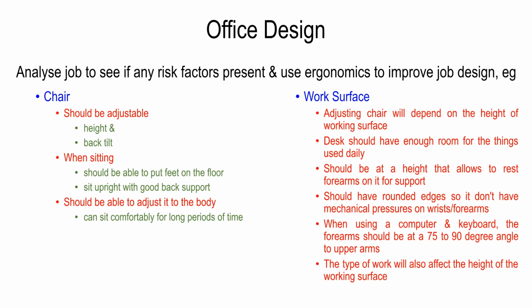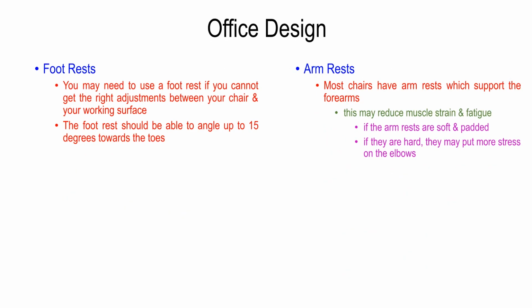Office design requires analyzing the job for risk factors and using ergonomics for improvements. Key elements include adjustable chairs and work surfaces set at the correct height for support. Footrests should angle up to 15 degrees if chair and surface adjustments are insufficient. Armrests should be soft and padded to support forearms, reducing muscle strain and fatigue.